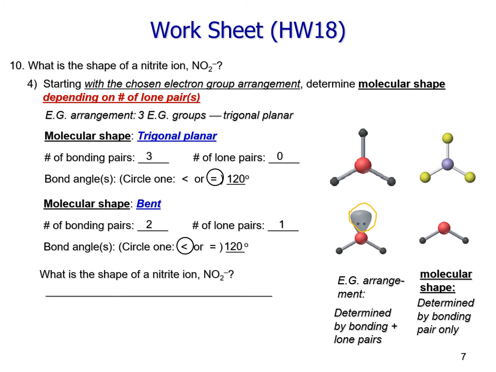Going back to our question, nitrite ion NO2-, we now see there are two bonding pairs and one lone pair, so that would be bent. And I'd like to remind you the bond angle is in the neighborhood of 120 degrees, because we can have two bent molecular shapes coming from different electron group arrangements.